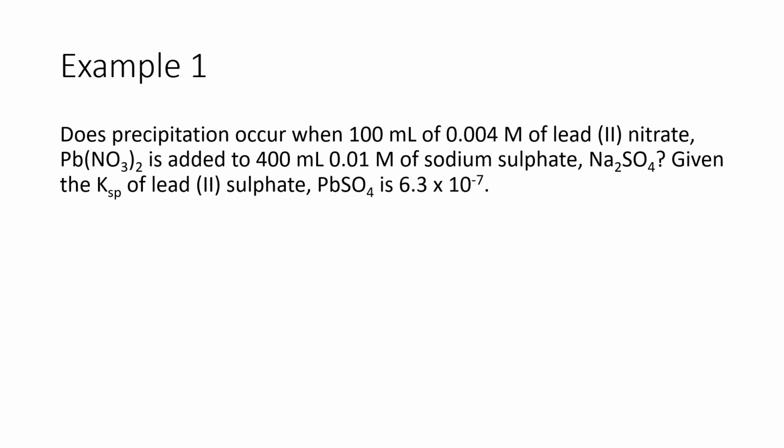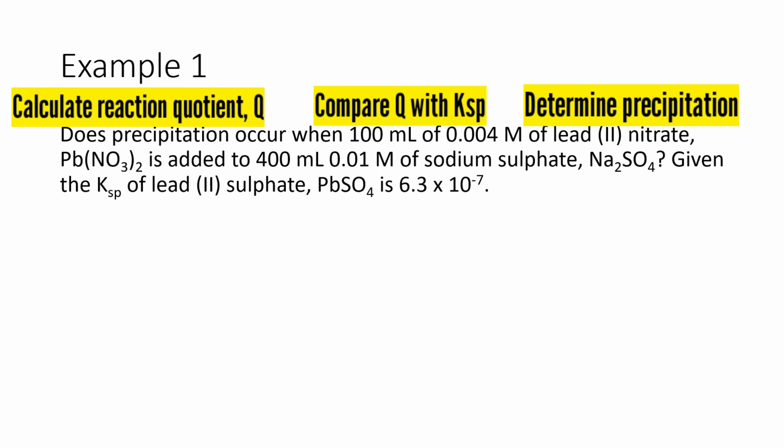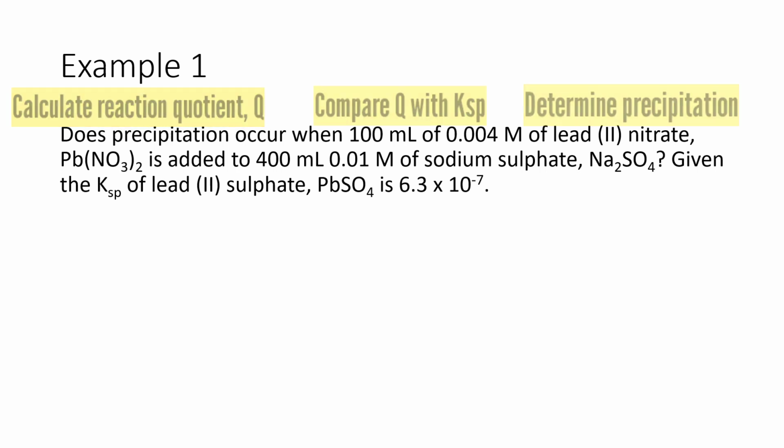Whenever you see a question asking about whether precipitation can occur or not, you must know that the question is asking you to calculate the reaction quotient Q. After you get the reaction quotient Q value, you can then compare it with the solubility product value given in order to determine whether precipitation of the insoluble salt can occur after mixing the two soluble salts together.